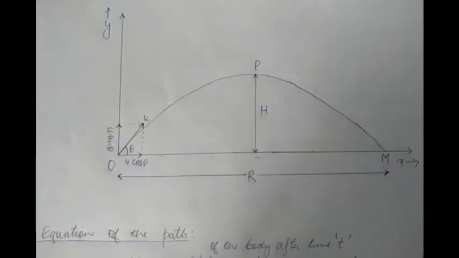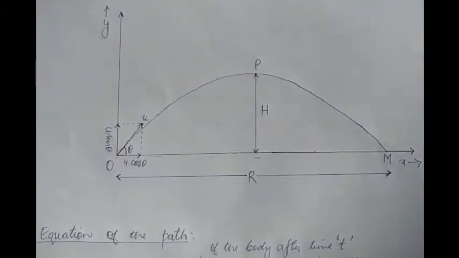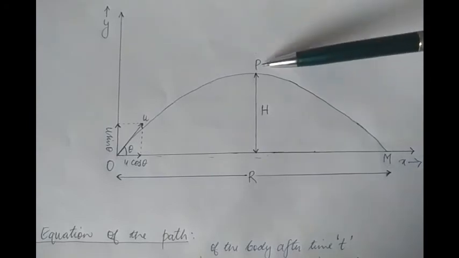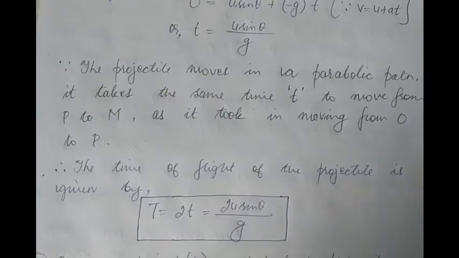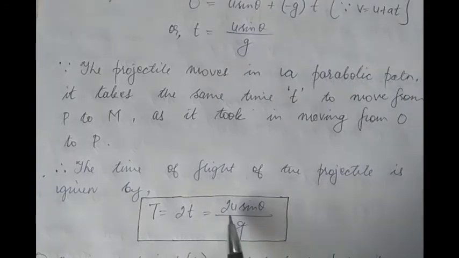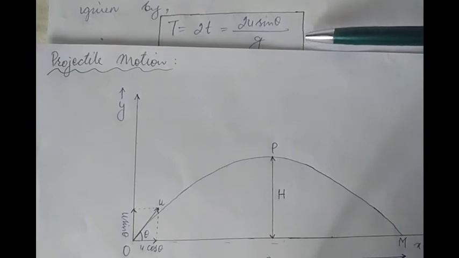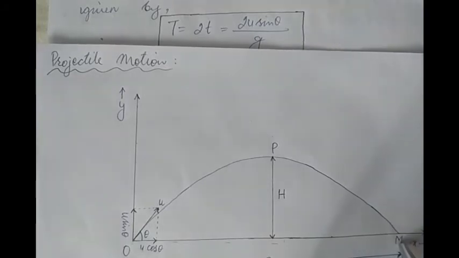Now since we've already seen that the projectile moves in a parabolic path, it takes the same time t to reach point M from P as it takes to reach point P from O. So the total time of flight of the projectile is given by a capital T, which is equal to 2 into this time, equal to 2u sine theta / g. So this is the time the projectile takes to reach point M from point O. That is the total time of flight.